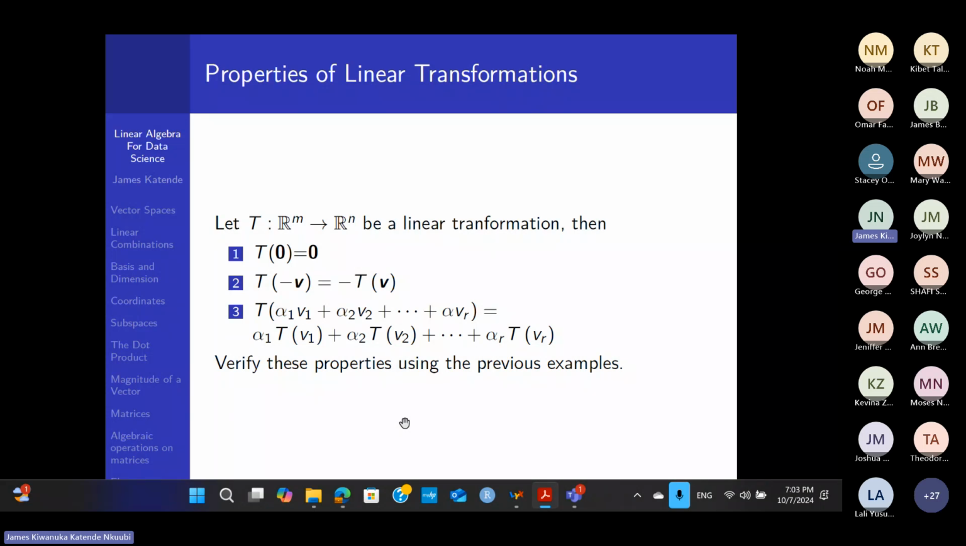So you can check some of these properties in your own time. There are proofs for this, but I'm not focusing on the proofs. You can verify using some of the linear maps that we have done before. But this will be true for any linear map. So these properties are true in general. They are not restricted to any specific linear map. Any linear map will satisfy these properties.